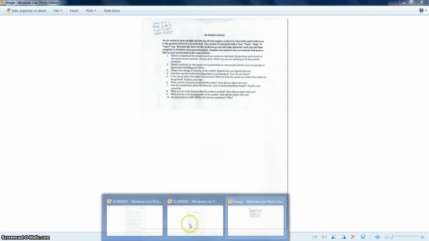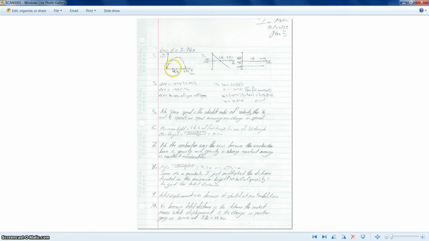Number 8 asks, what was the total distance that the rocket traveled and how did you figure this out? Well, since it's a parabola and we knew what the max height was, we knew the distance it traveled to get to the halfway point. We just multiplied our max height by 2, giving us our total distance. Since it's a parabola and it reaches the same level at the beginning and end, we just multiplied it by 2 and got 38.4 meters.